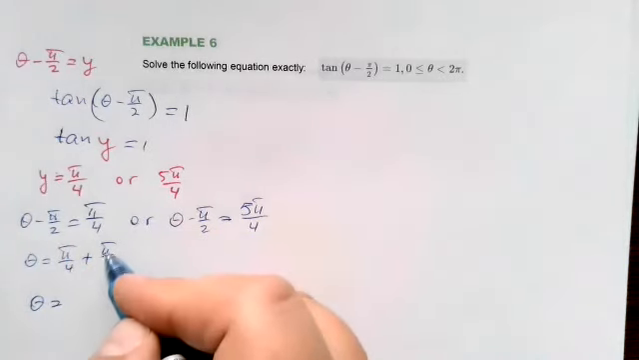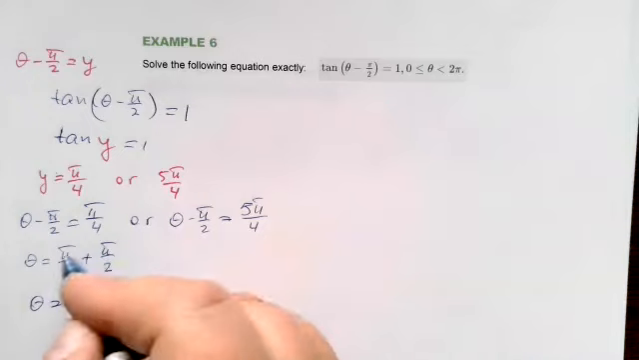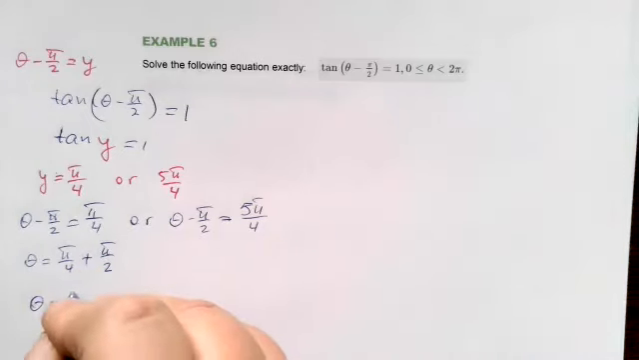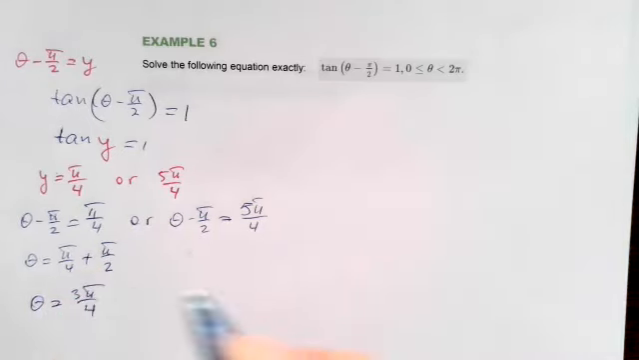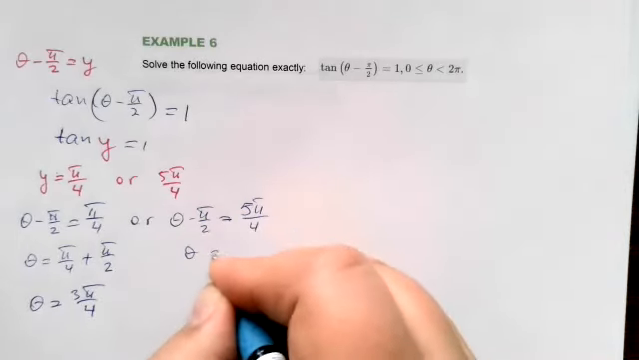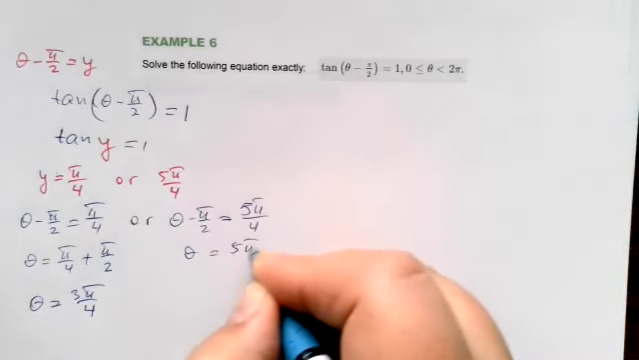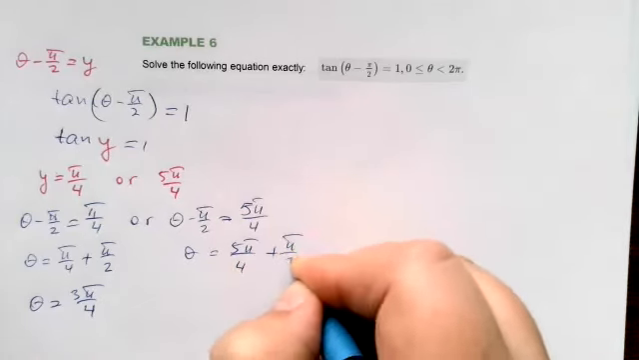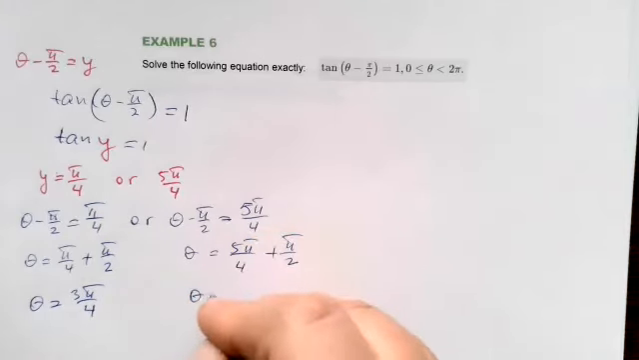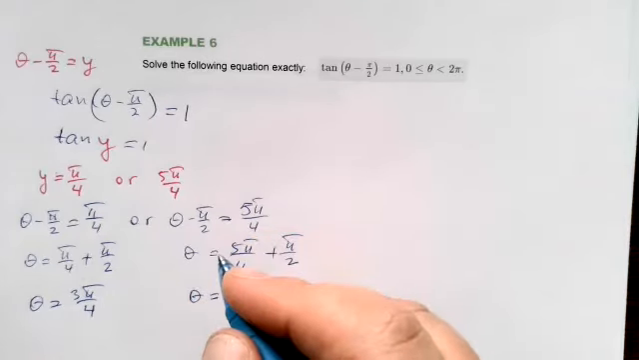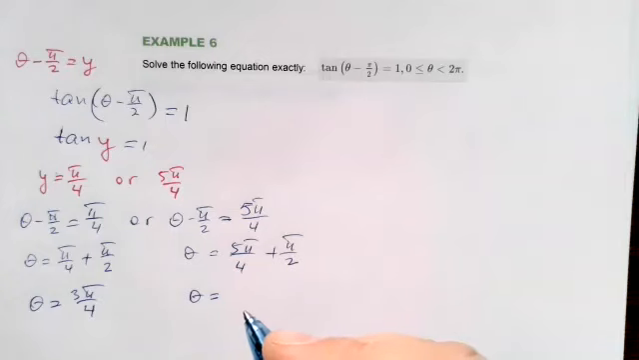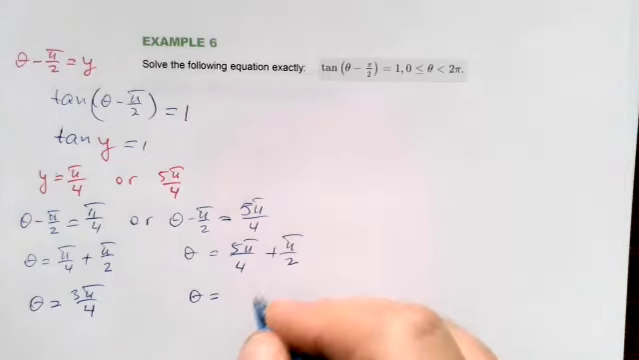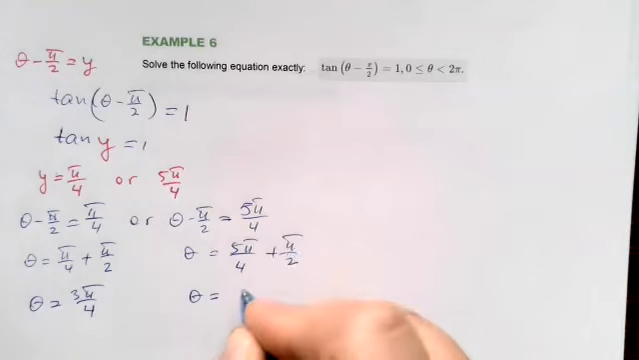So what are we going to get? This is 2 pi over 4, so 3 pi over 4. And on this side, again, adding pi over 2 on top of 5 pi over 4, we're going to get theta equals 7 pi over 4, right? Yeah, 7 pi over 4. Okay.